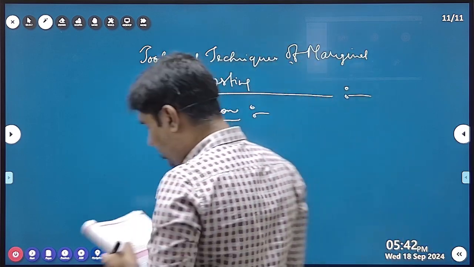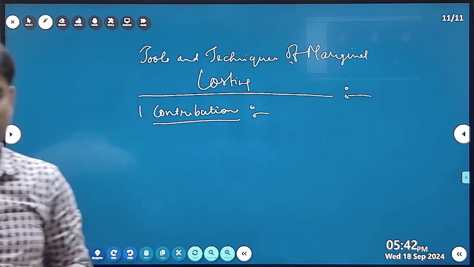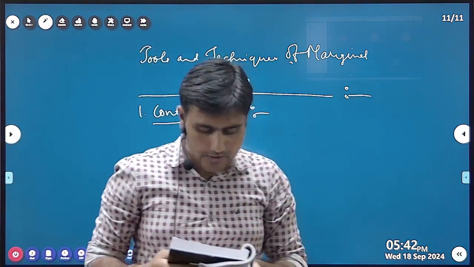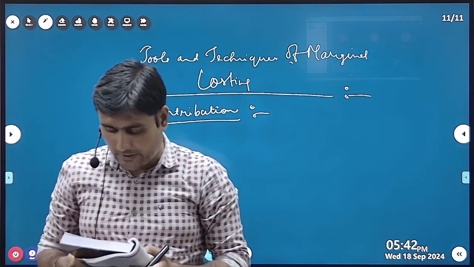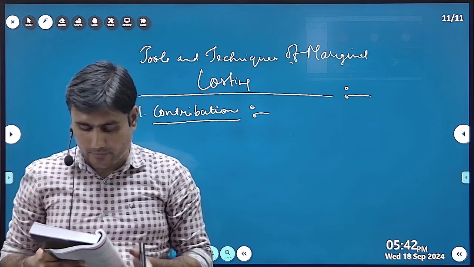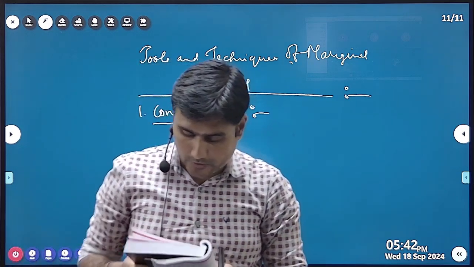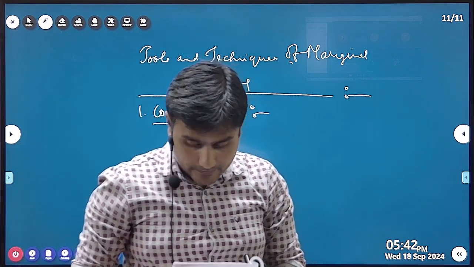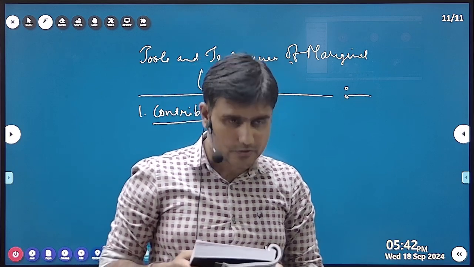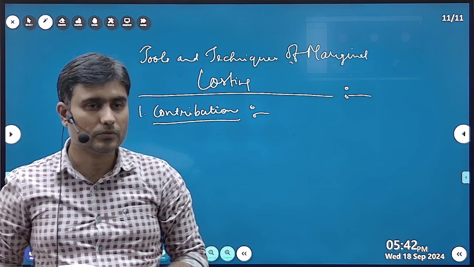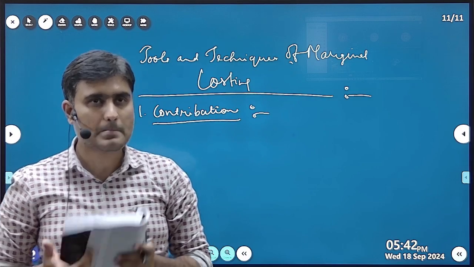By now we all know what contribution is, right? We can explain it, we can solve questions on contribution. Contribution is the reward for the efforts of the entrepreneur or owner of a business concern. Contribution means not only profit but also fixed cost. It is defined as the amount recovered towards fixed cost and profit. Right? Contribution equals fixed cost plus profit.